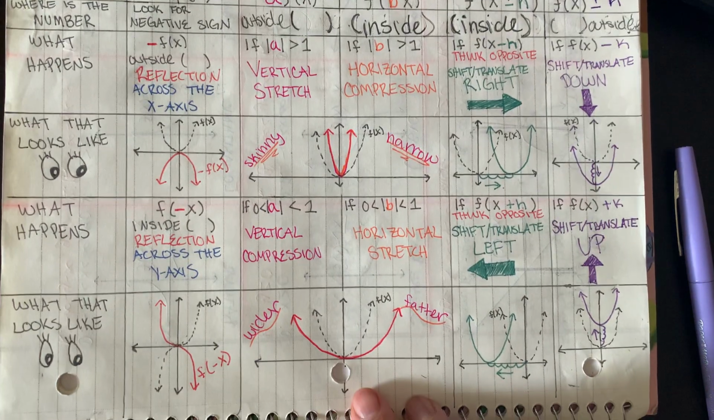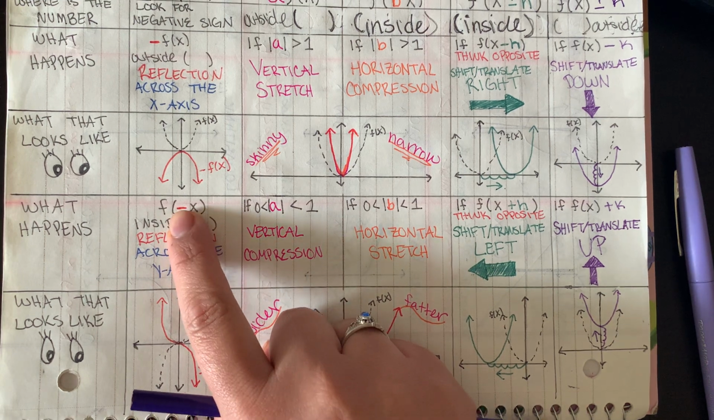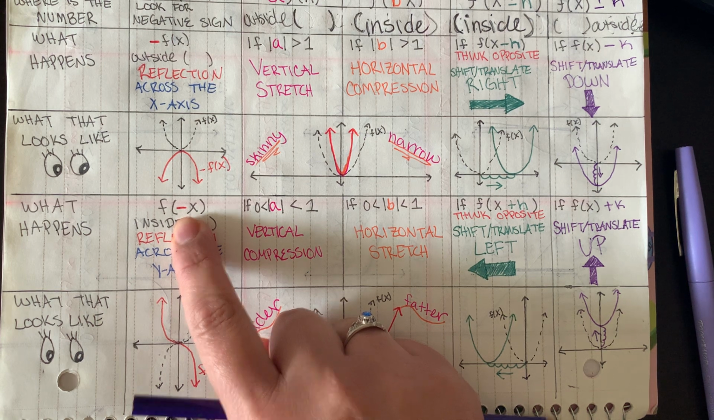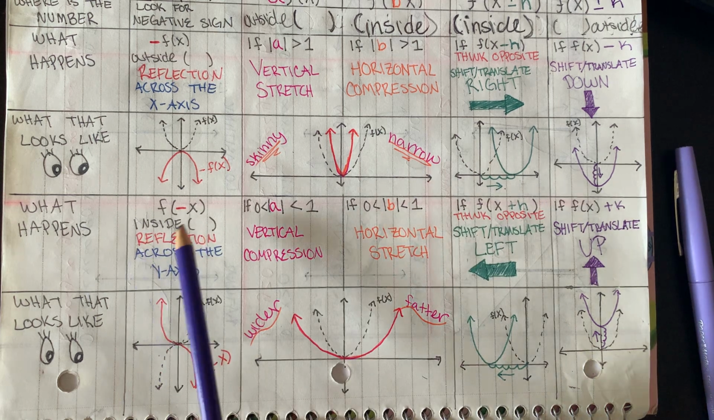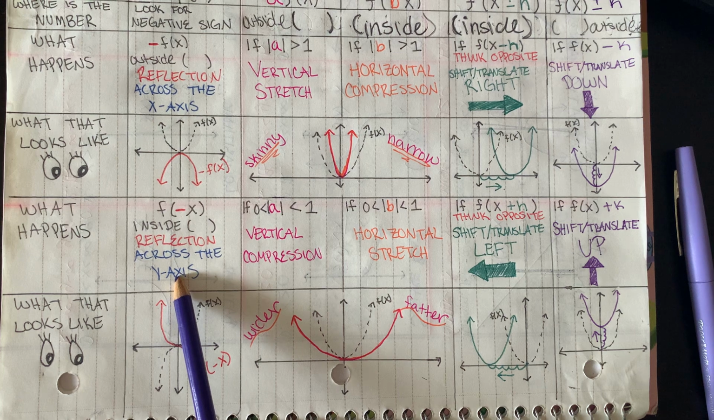Now for this bottom part, you will notice here, the negative is inside the parentheses, right? So I have parentheses, and whatever I give you depends on the parent function. You will see that a little more clearly once we do other functions. Okay, so if it's inside the parentheses, then it's going to be a reflection across the y-axis.